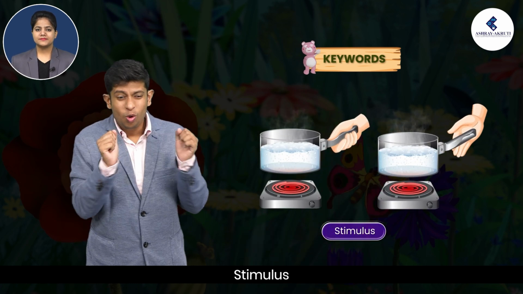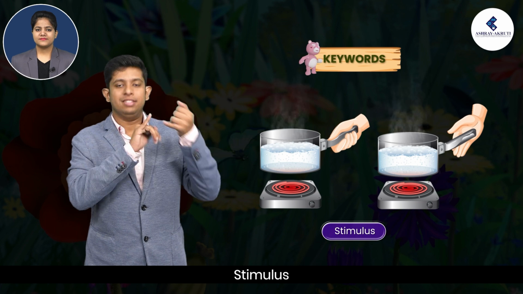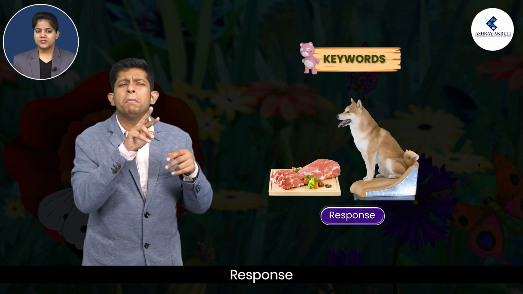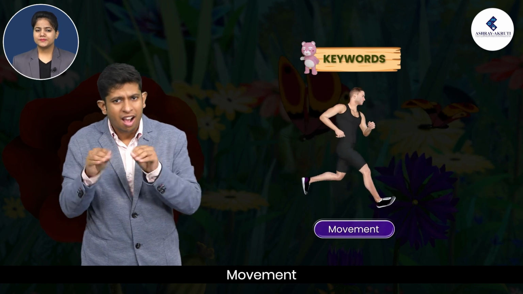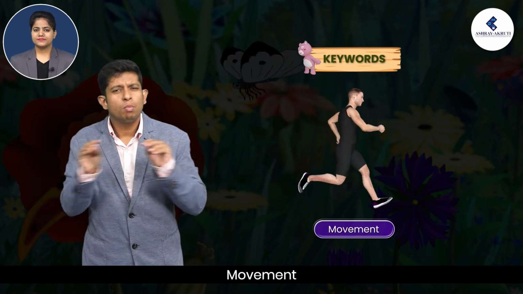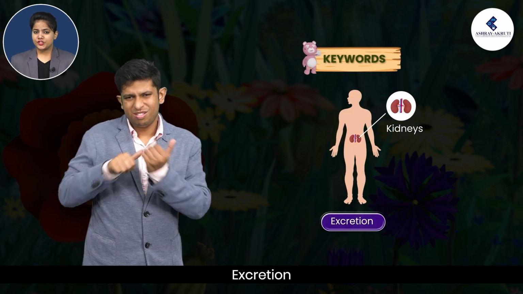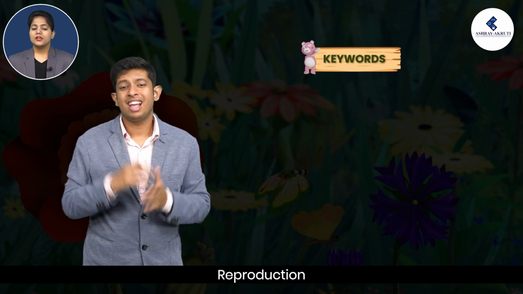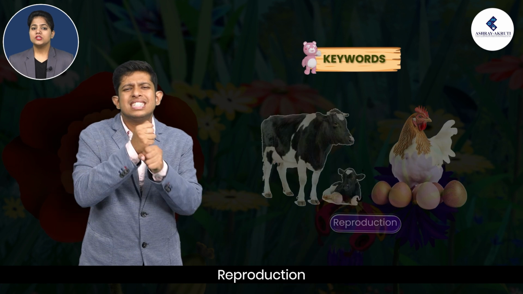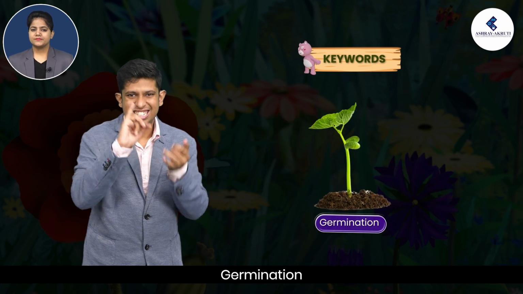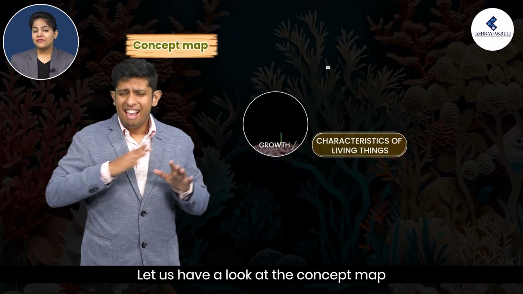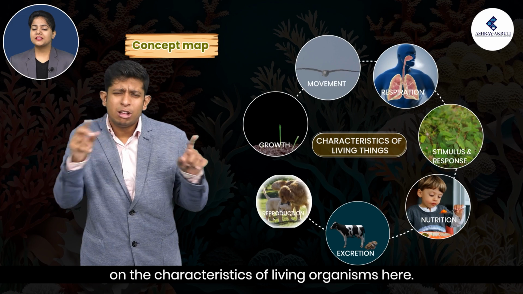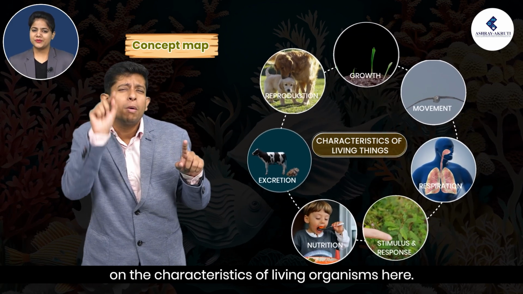Keywords: stimulus, response, movement, excretion, reproduction, germination. Let us have a look at the concept map on the characteristics of living organisms here.